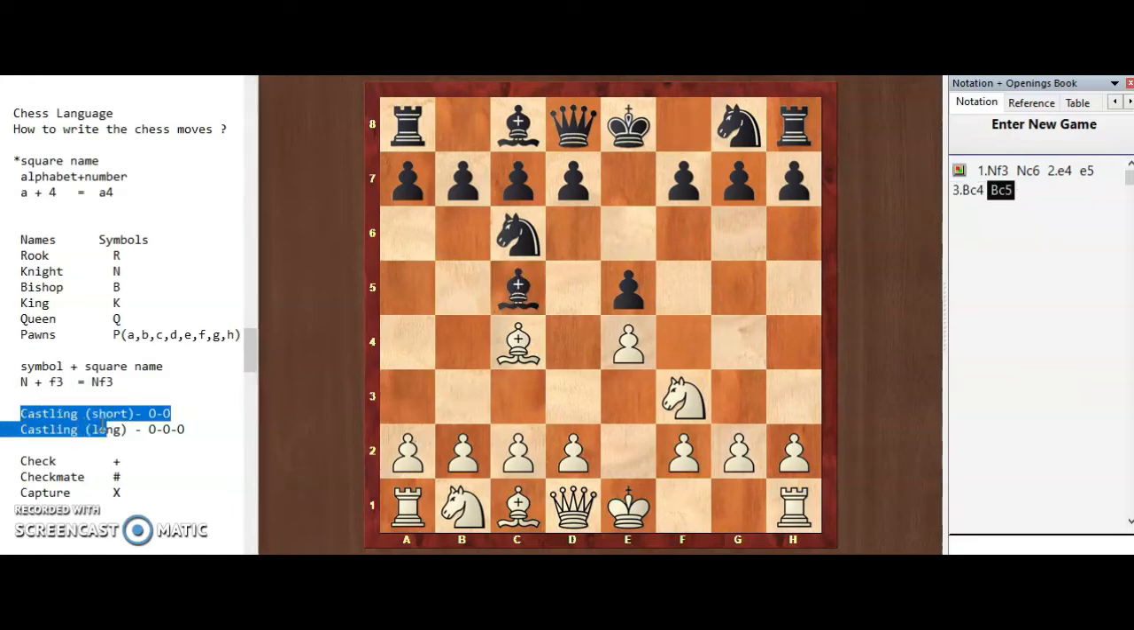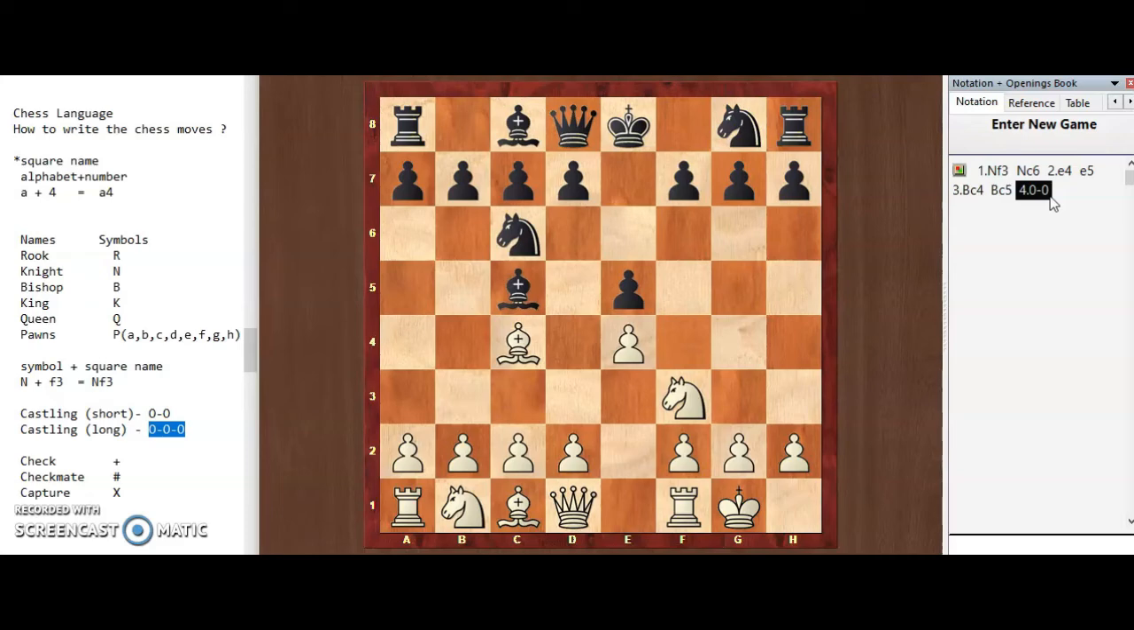Now it comes to castling, how we will write the symbol of castling. The short castling is 0-0, the long is 0-0-0. I'm doing the short castling right now, 0-0, you see. So it's on the board.